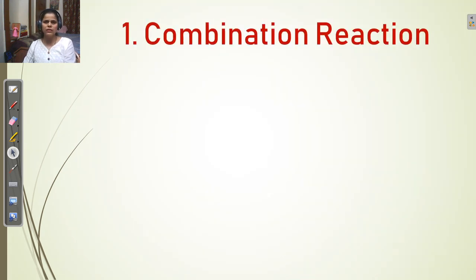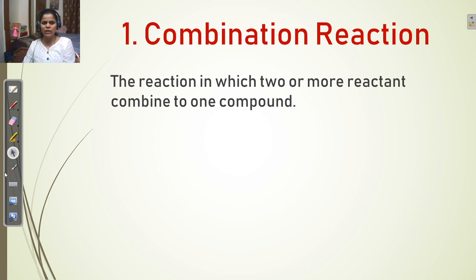Our first reaction is a combination reaction. What is the word meaning of combination? Combination means to join, to combine. So let's see the definition of the combination reaction. The combination reaction is one in which two or more reactants combine to form one compound. What is a reactant? A reactant is the substance that takes part in the reaction. So the reaction in which two or more reactants combine and form a new compound is a combination reaction.